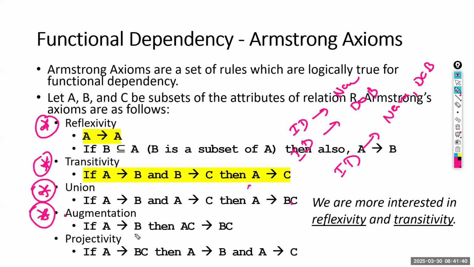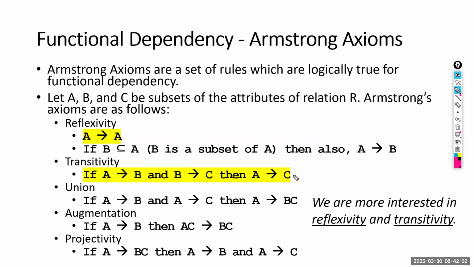If A functionally determines B, say we have another attribute called C, A comma C functionally determines B comma C. That is called augmentation. For example, say ID determines name. So then ID comma email determines name comma email.